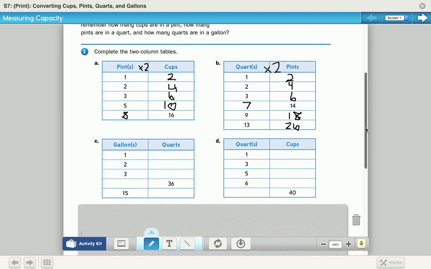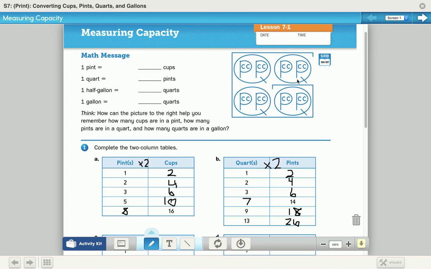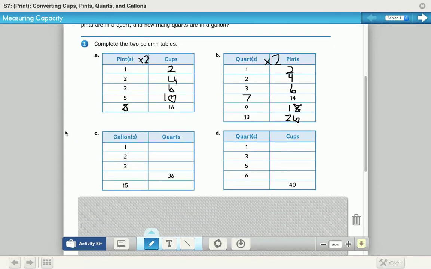All right, to change gallons into quarts, if you look up above, there are 4 quarts in every gallon. So we would have to take a gallon times 4 quarts. So 1 times 4 would be 4. 2 times 4 would be 8. 3 times 4 would be 12. What number times 4 would give me 36? That would be 9. And 15 times 4, if we do 15 times 2, that's 30. And that doubled would be 60. So that's a shortcut you could use to figure that out.